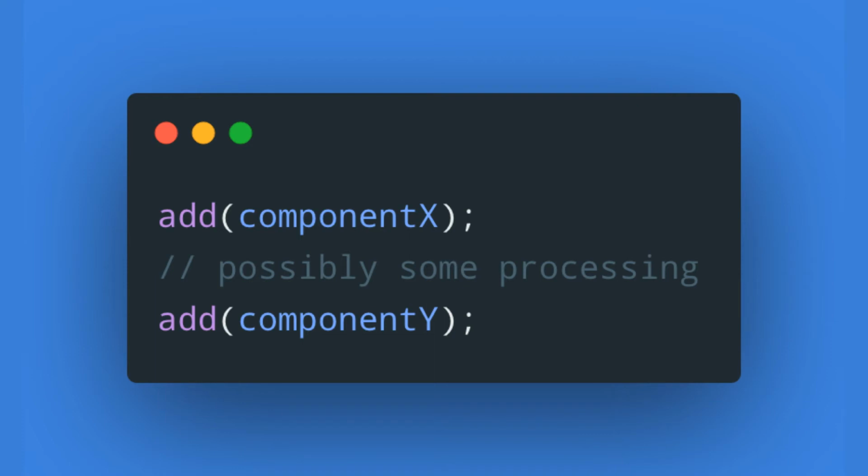We can clarify this with an example. Let's say we have this code. With automatic revalidate or reflow, we'll have to run revalidate twice, which would make things slow.